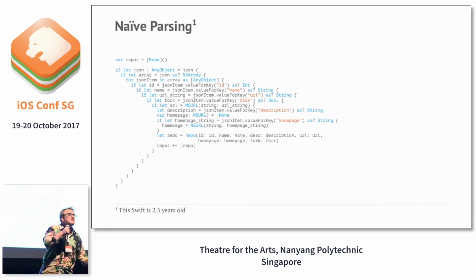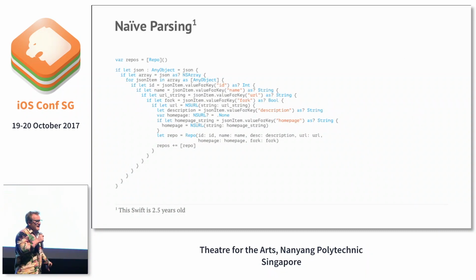So, what options do we have? Now, about 2.5 years ago, it was really fashionable to write blog posts about how to do JSON parsing. This is from my blog post 2 years ago about how to do JSON parsing in Swift. I presented 3 different options. This was the first one, which is naive parsing.